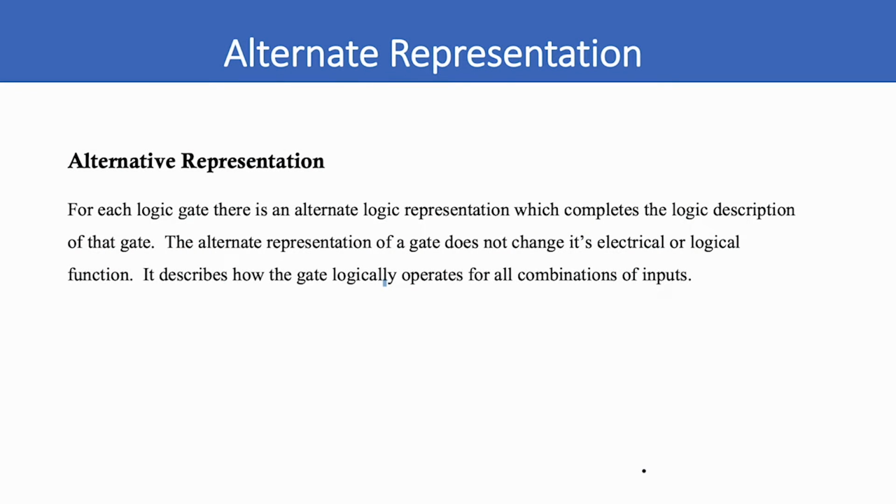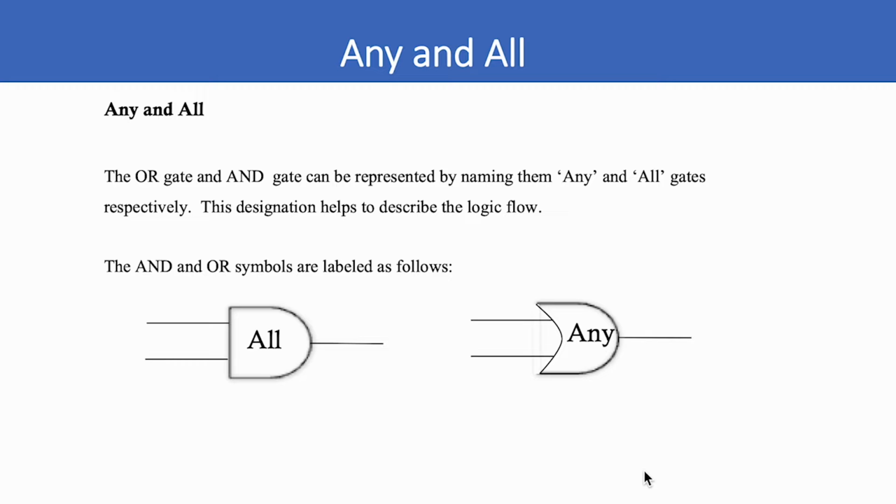For each logic gate, there's an alternative logic representation which completes the logic description of that gate. The alternative representation of a gate does not change its electrical or logical function. It describes how the gate logically operates for all combinations of inputs. So what do we mean?